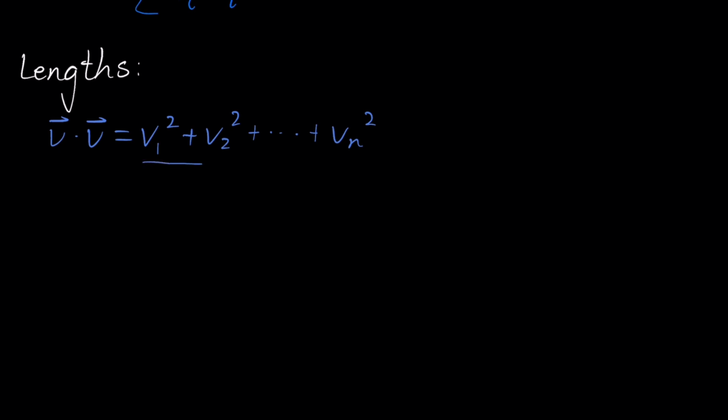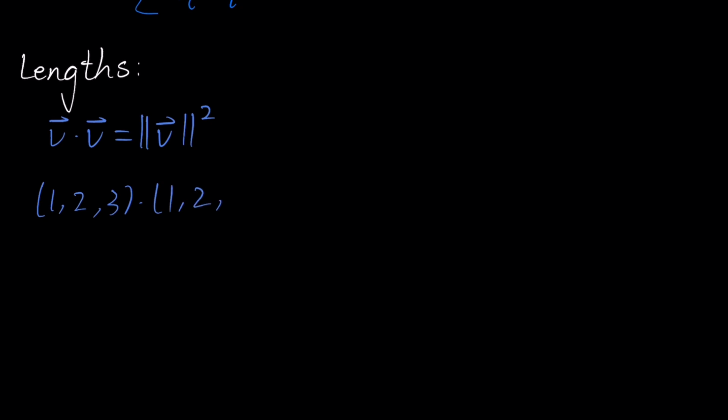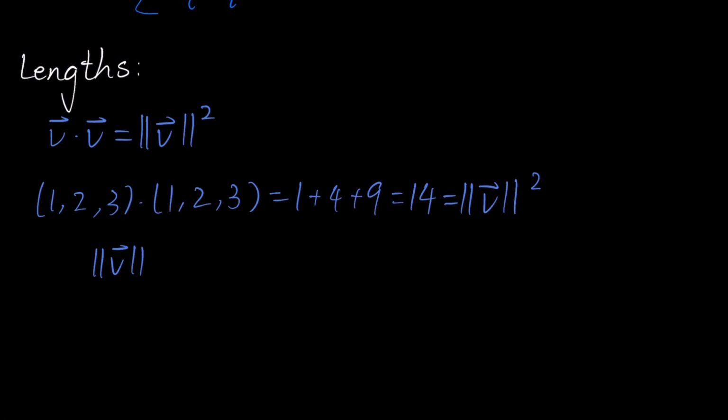And this looks suspiciously like the Pythagorean theorem, and in fact it is. We can actually treat this as the length of the vector v squared. So if we have the dot product of (1, 2, 3) with itself, then that is equal to 1 plus 4 plus 9, which is 14, and this is equal to its length squared. So therefore, the actual length of the vector v is equal to the square root of 14.